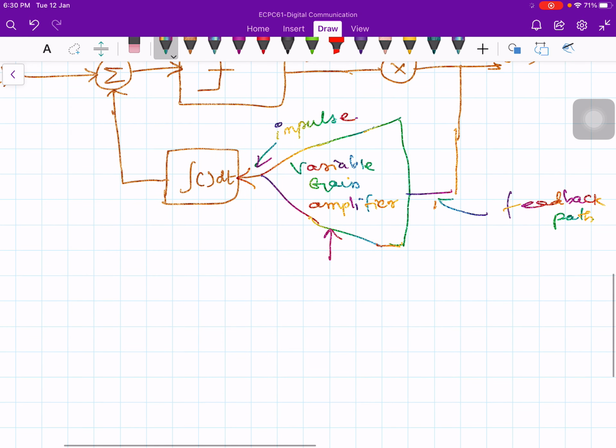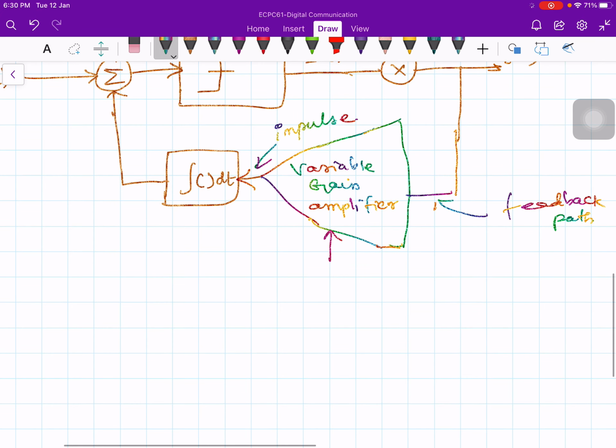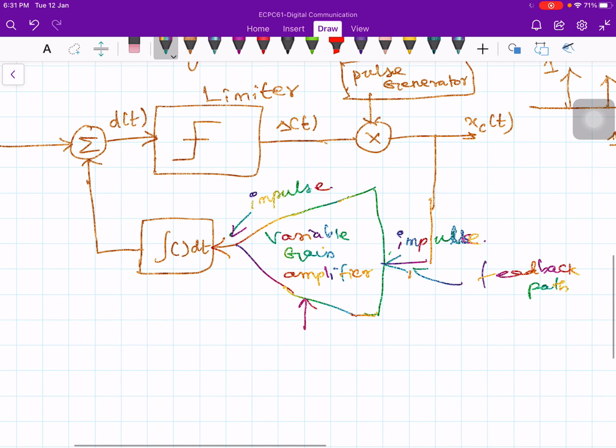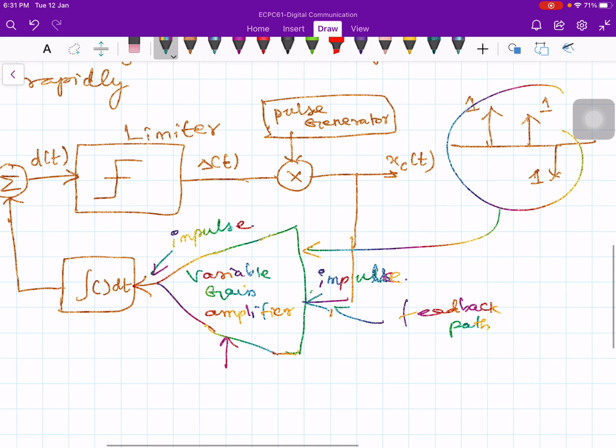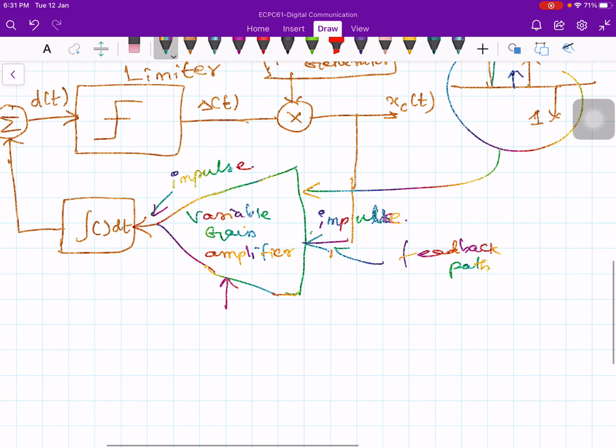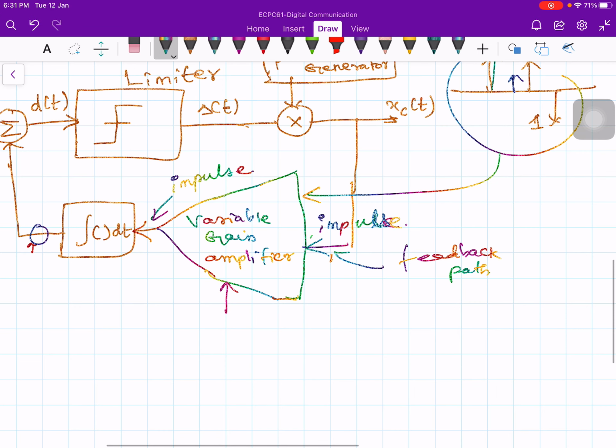So how do you do that? By multiplying the impulse by gain. The impulse is coming, and it is multiplied by the variable gain, and therefore it is able to change the step size. This kind of pulse train is given to the variable gain amplifier, and if you change the gain of the amplifier, the pulse strength either increases or decreases. Essentially, you are indirectly controlling the step size, so it changes the step size after integration.